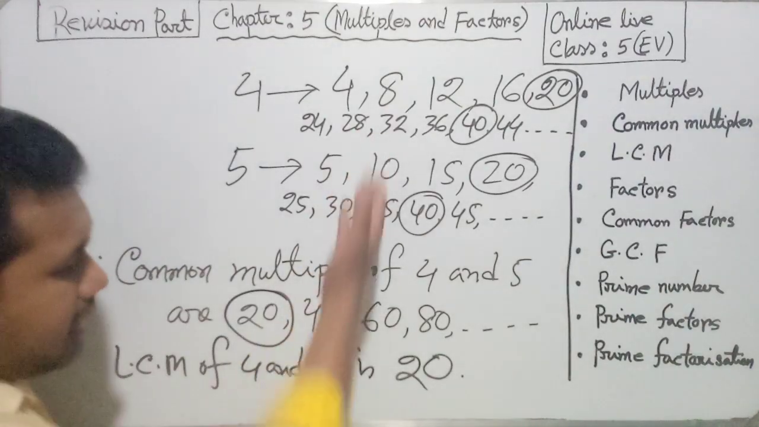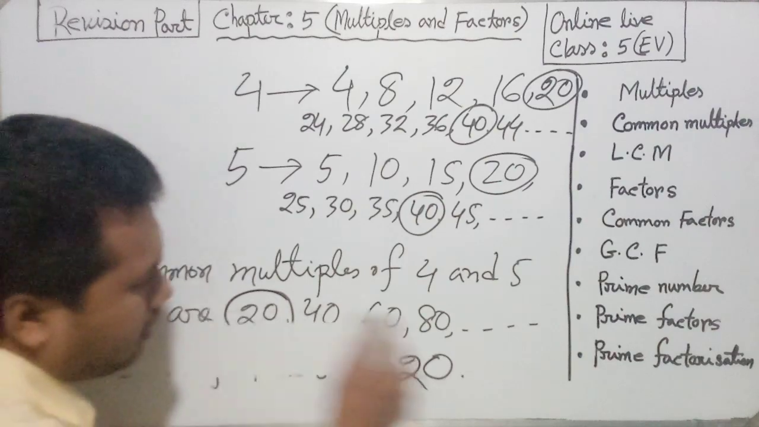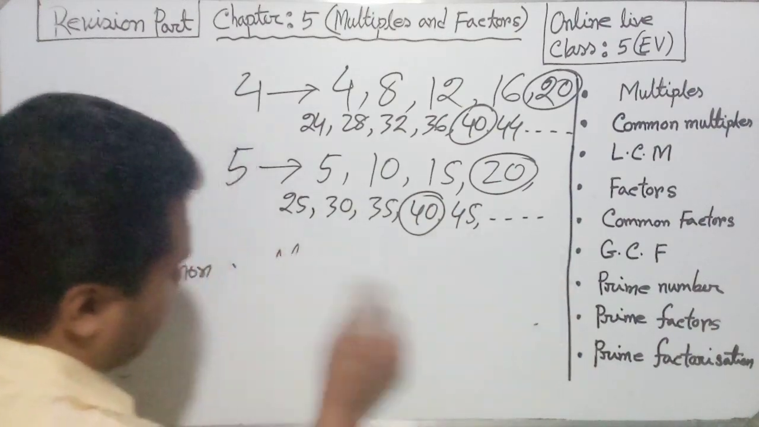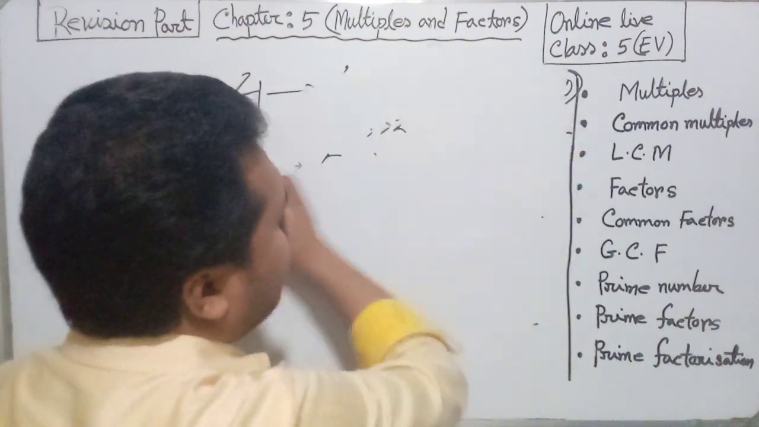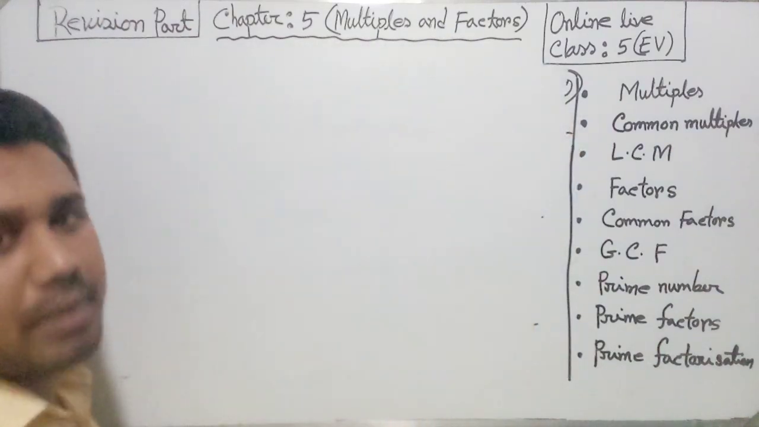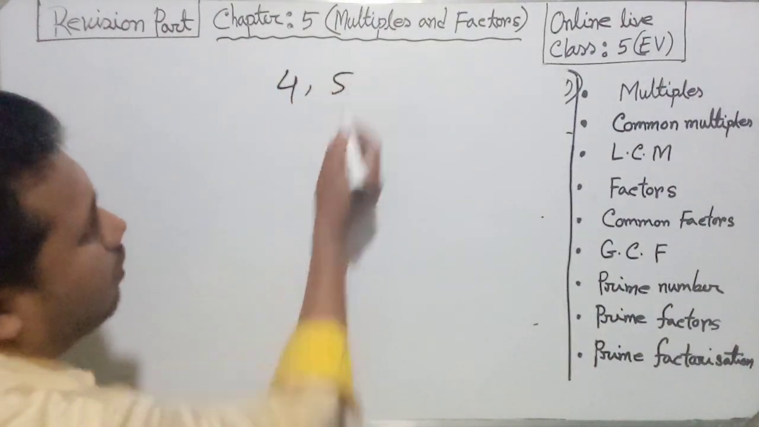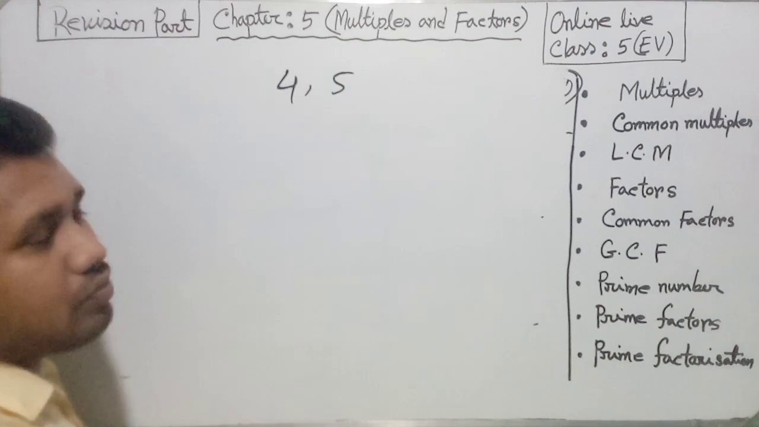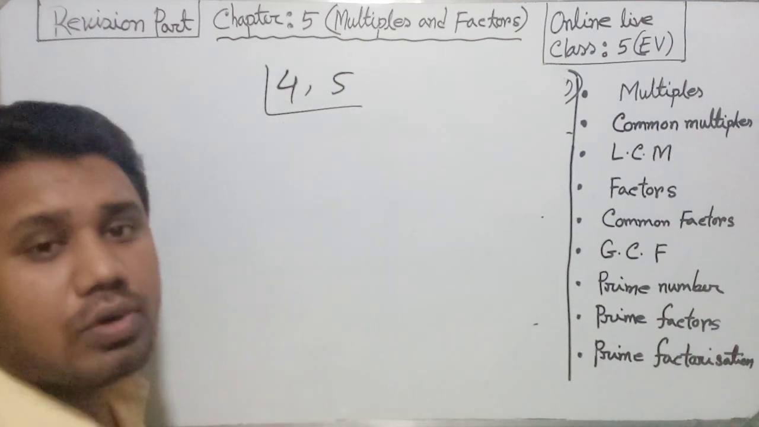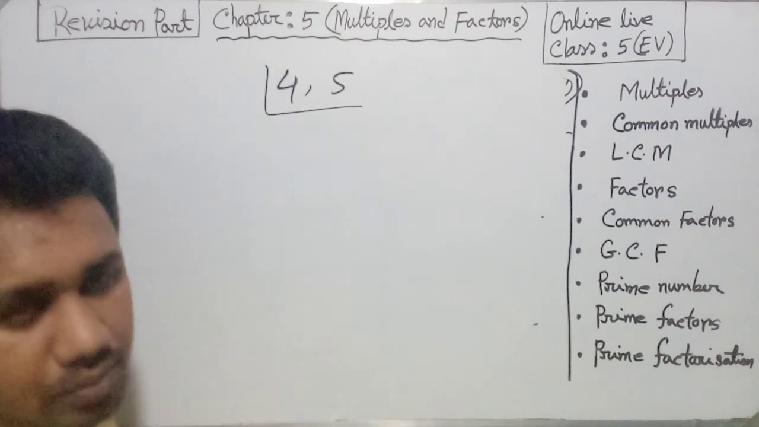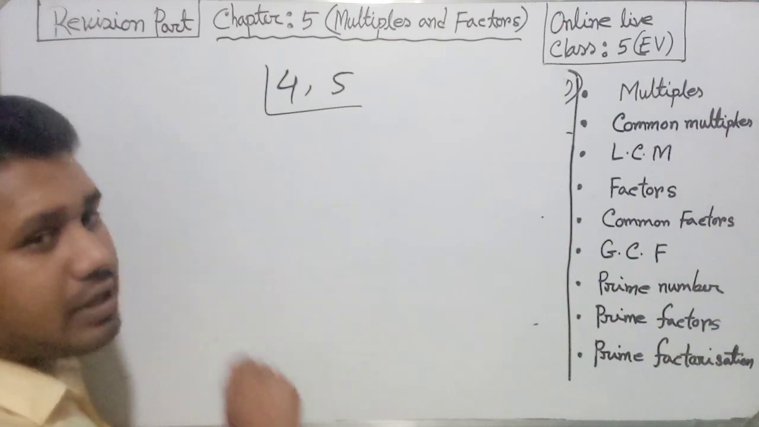Dear students, the LCM is 20. This is our broad method. And there is another method by which you will be able to solve the LCM. This is our prime number method. Clear? Suppose 4 and 5, what will be their LCM? Now for 4 and 5 by the prime number method, this is called the Euclid process, after the great mathematician Euclid. Now we have to take prime numbers.